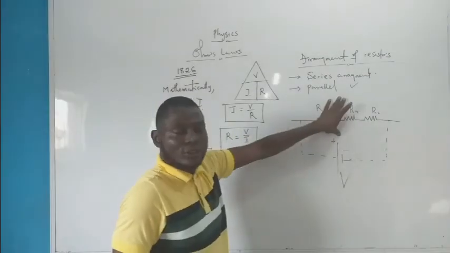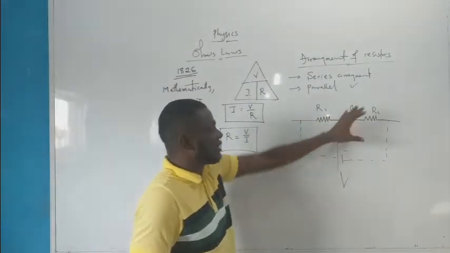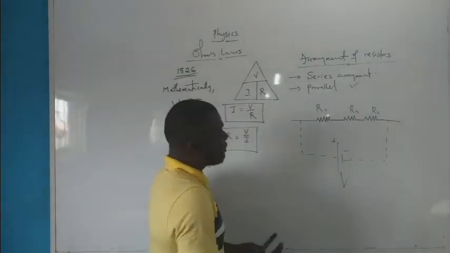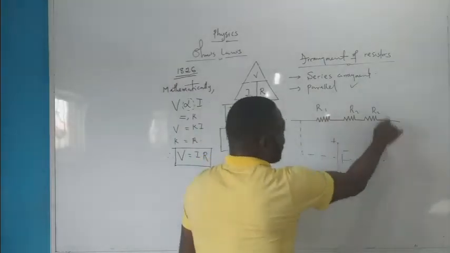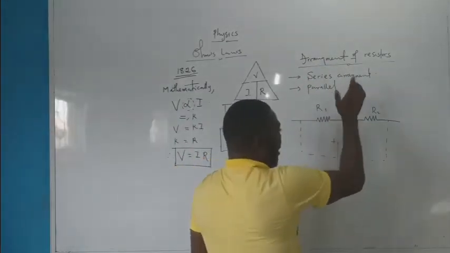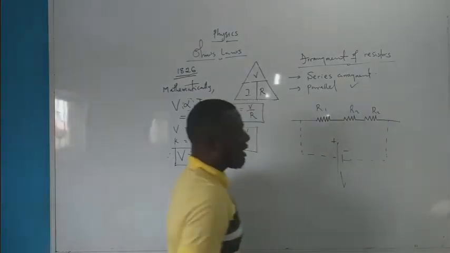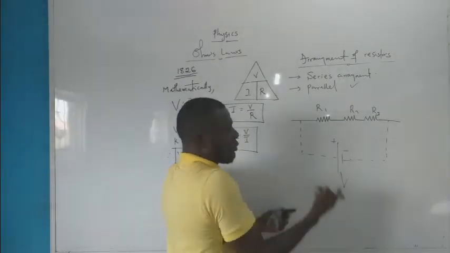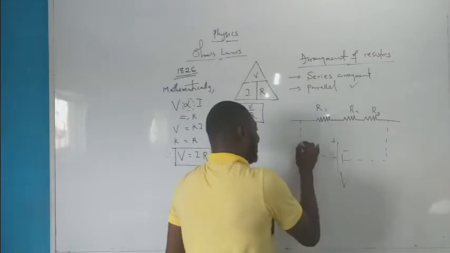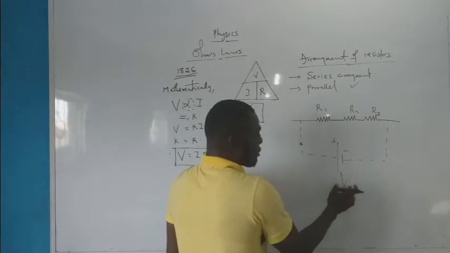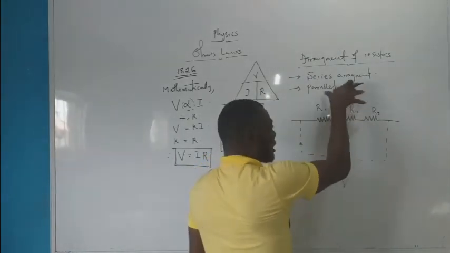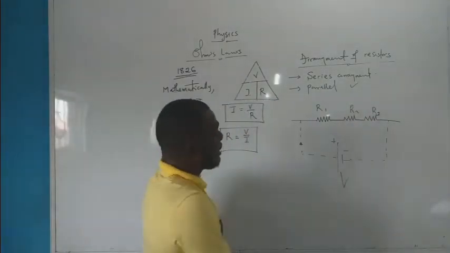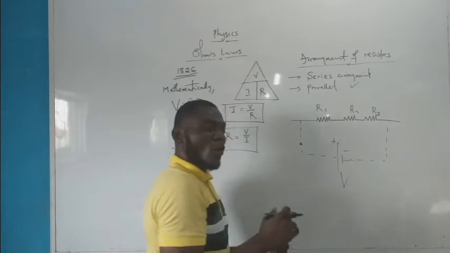Now look at it: three resistors connected in series. This is a series arrangement. Once they are connected in series, the same current will flow. That is, I1 is the same as I2, the same as I3. A circuit with a voltage source and loads, these resistors are the loads. Since they are in this circuit, current will flow.